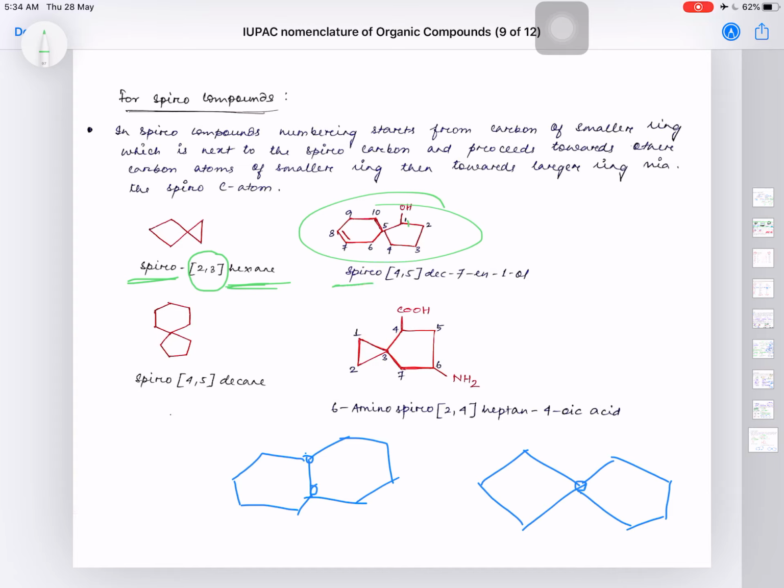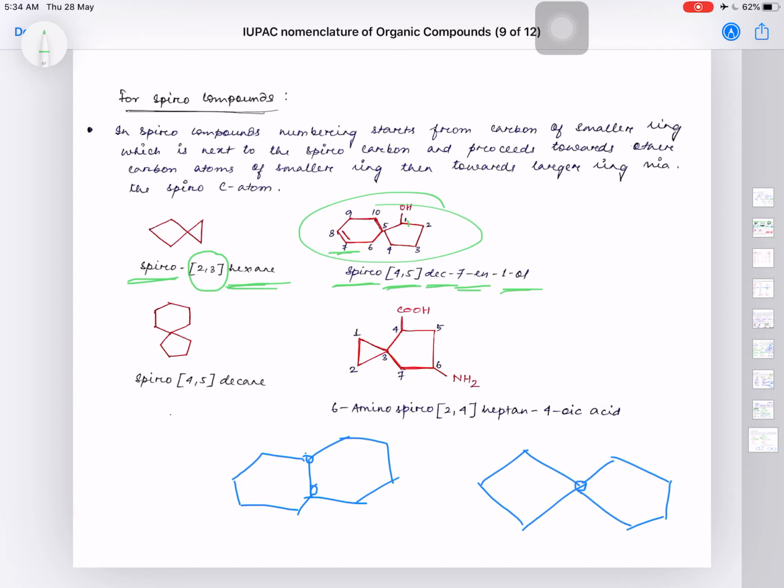Okay, these 2 things you will remember. So this is spiro. You have 4 carbons in the right-hand side ring and 5 carbons in the left-hand side ring. So it is spiro 4,5, total 10 carbons, so decane. In 7 position you have this double bond, and in 1 position you have the OH functional group. Because we start numbering from the smaller ring. In the smaller ring, whichever functional group is present will be given number 1. Okay, and if a multiple bond is also present, then also it will be given number 1.